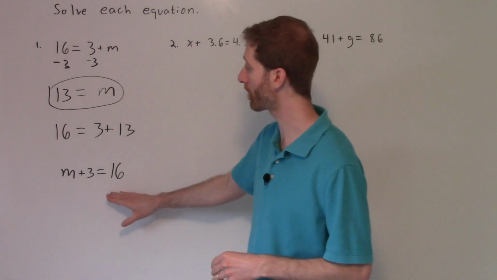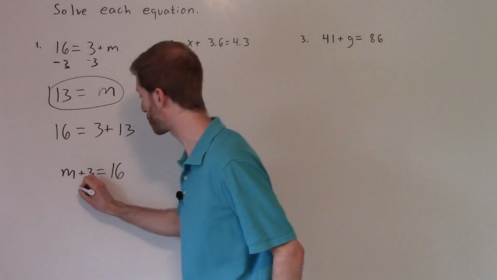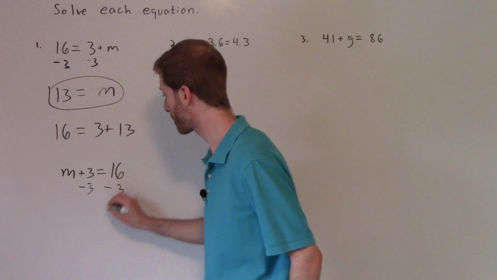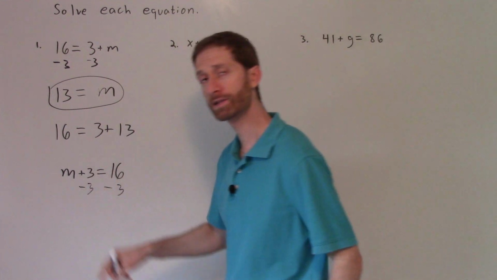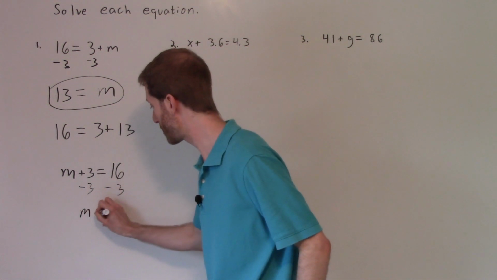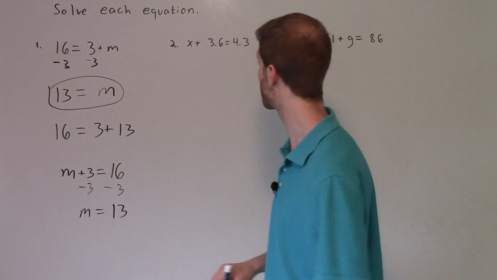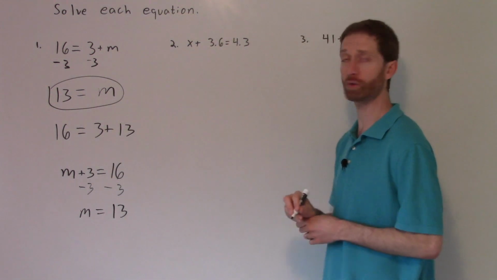So we would go about solving it the same way, subtracting 3 from both sides, just like we did before. And then 3 minus 3 equals 0. They cancel out. And you're left with m equals 16 minus 3, which is 13. So an alternative way of doing things. All right, let's check out this next equation.